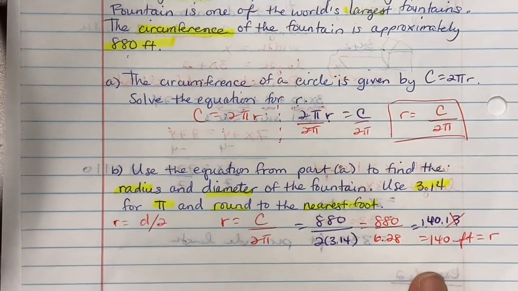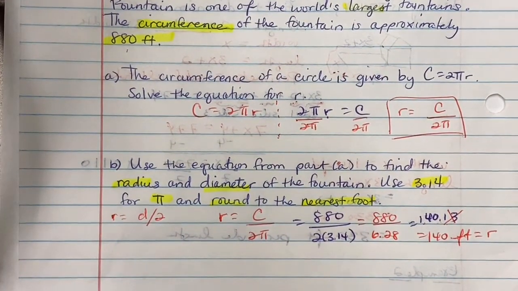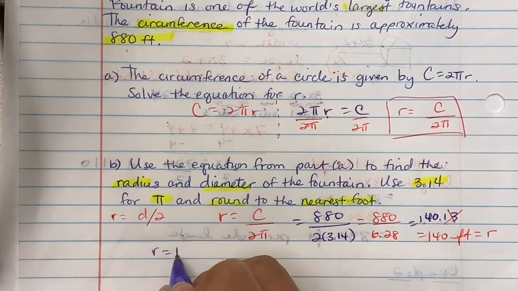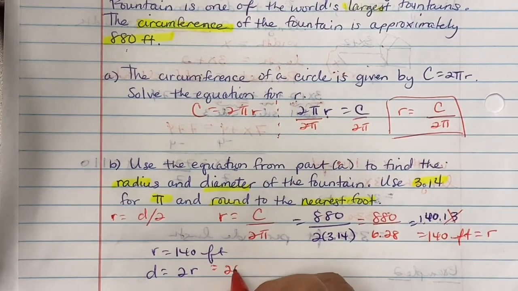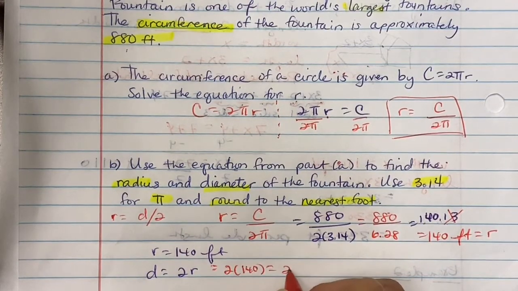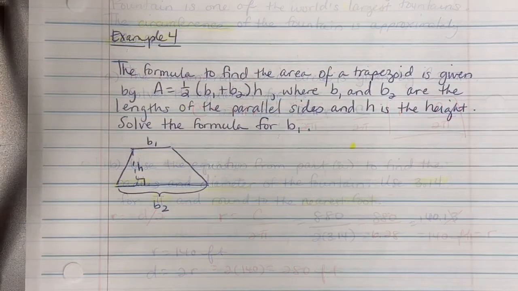So we know our radius. Now diameter. We know our radius is equal to 140 feet. Diameter is 2 times your radius. So 2 times 140, which is 280 feet.